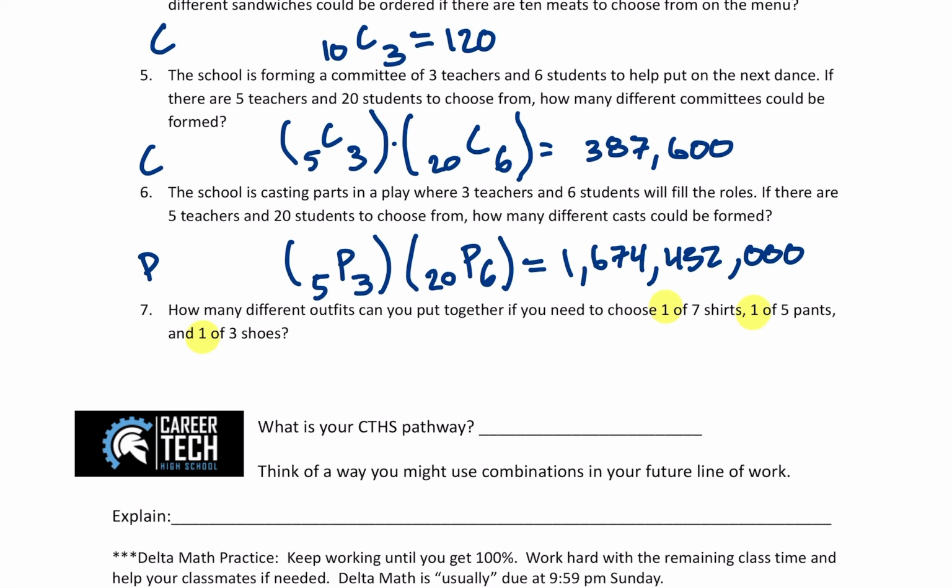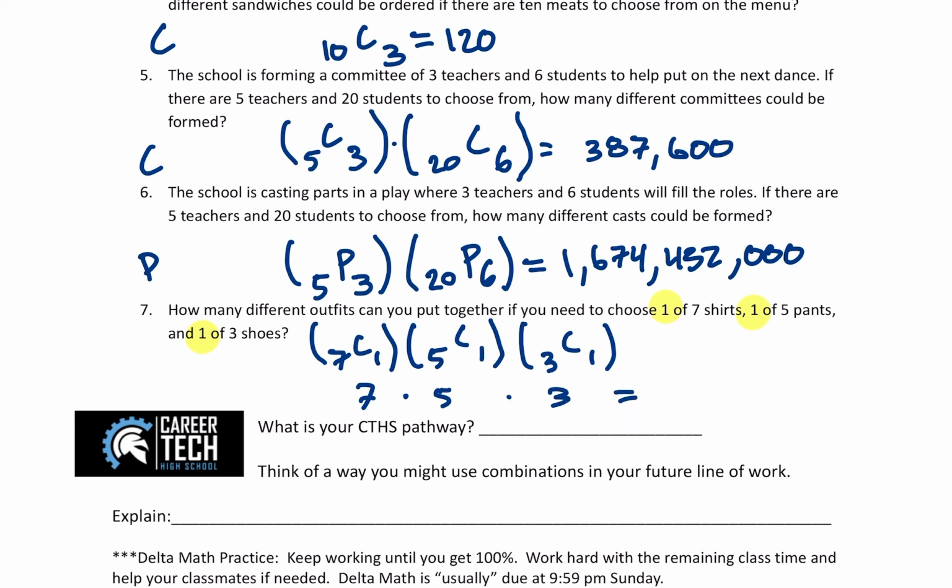Okay, so whether you do permutation or combination, when it comes to shirts, we have 7, and we're choosing 1 of them. When it comes to pants, we have 5, and we're choosing 1 of them. And when it comes to shoes, we have 3, and we're choosing 1 of them. Or you can shortcut this by just saying 7 times 5 times 3. When we multiply those together, we get 105 different outfits that we can put together.